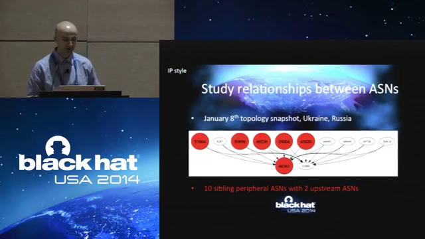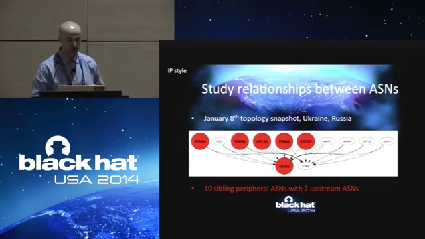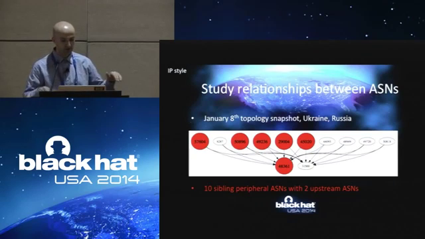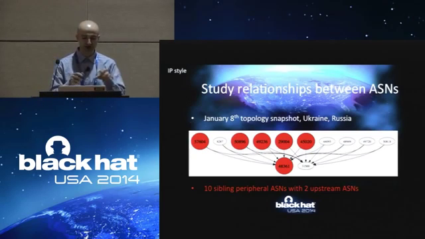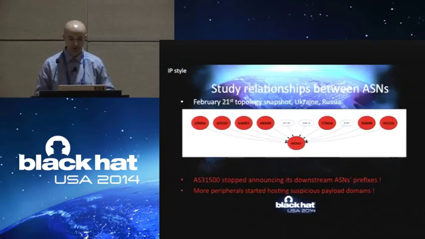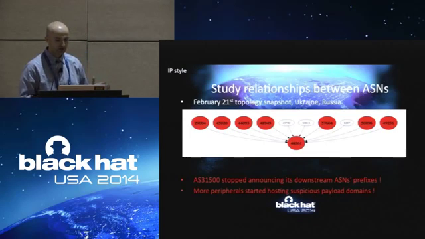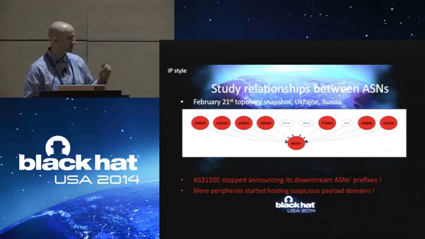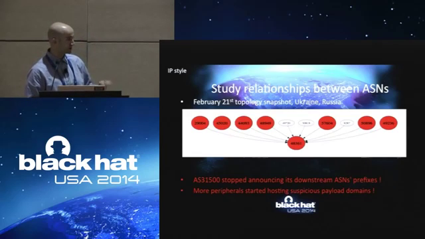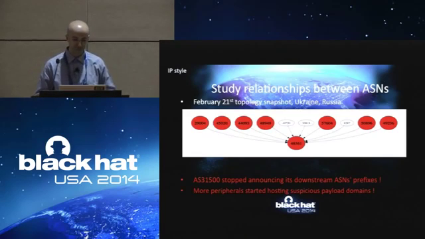Now we take a snapshot of such a structure from the Ukrainian-Russian IP space. And we see here we have 10 sibling peripheral ASNs sharing two upstream providers. Both siblings, both children and parents, are hosting some of the malicious payload. And then a month and a half later, we saw that the structure changed. One of the upstream providers detached itself. It stopped announcing the prefixes of the kids. And then more of the kids started hosting the malicious payload.